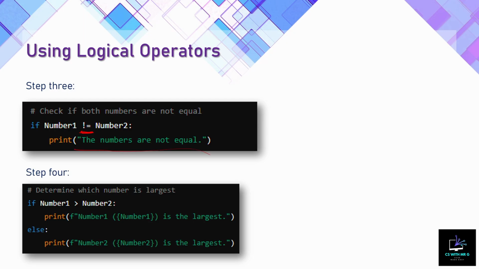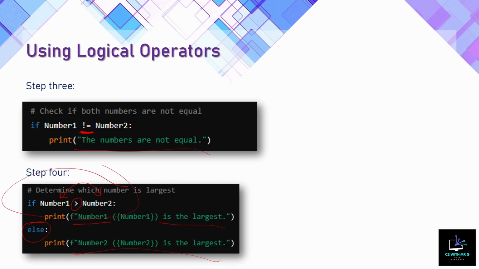And finally, to check which number is bigger, we simply use the more than sign. And it doesn't matter which way around you do this, but in my case, I've asked if number 1 is bigger than number 2. And if it is, I will print out number 1 is the largest. Otherwise, I've got an else statement. Number 2 must be the largest if this condition wasn't true.